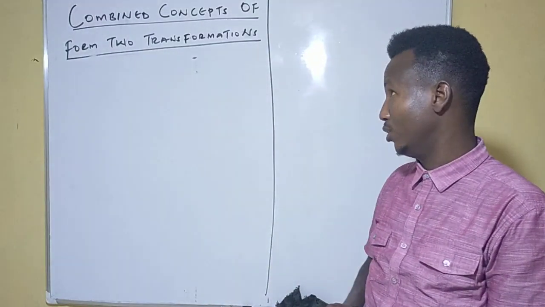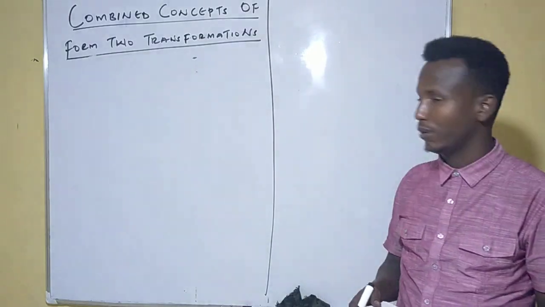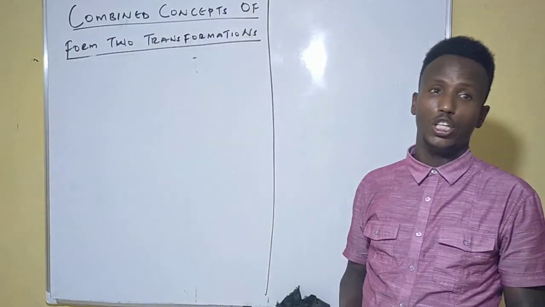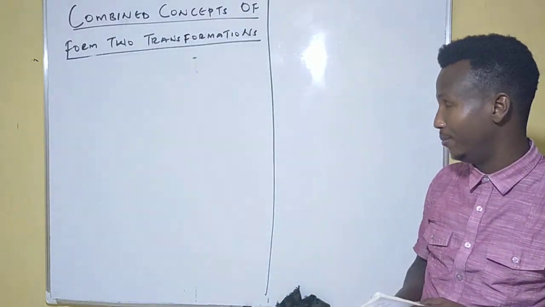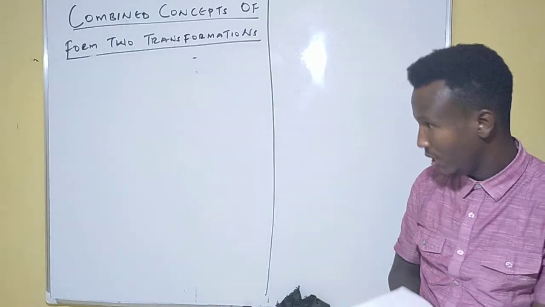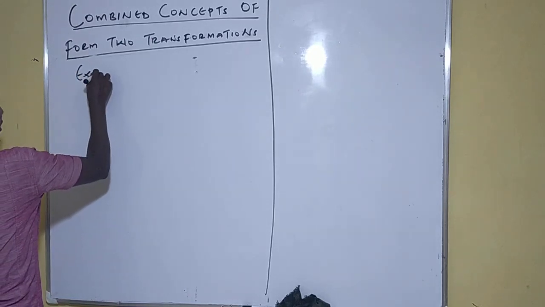We are going to discuss the mathematics concept of Form 2, which is the combined concept of Form 2 transformations. Remember, we have learned reflection, rotation and enlargement, so this time we are going to combine them and see how they frame it during the national exam, the combination of the three. Let's start with the first example. We have example 1 here.